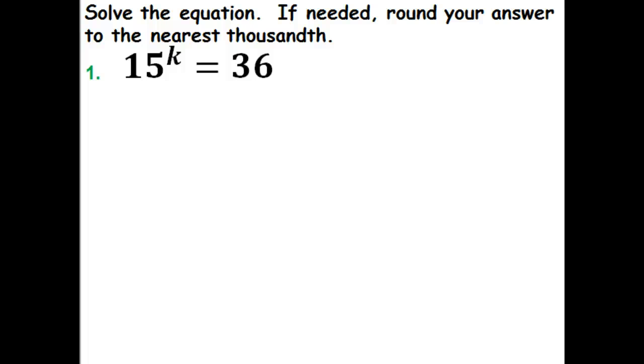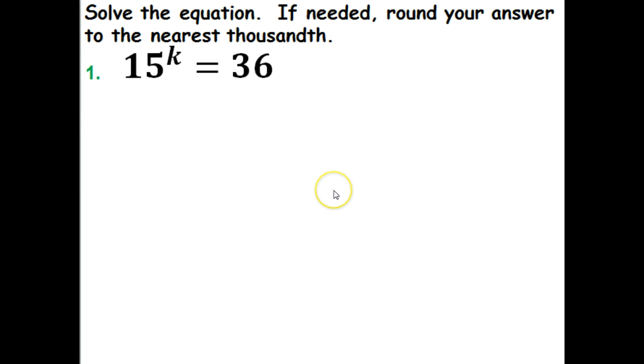Okay, when we do this one, the problem is that we have this k in the exponent. So we want to be able to identify what k is, but it's kind of hard to tell there. I mean, 15 to the first power is 15, and 15 squared is 225. So we know it's somewhere between 1 and 2, but we have no idea what it is. And this one asks us to round it to the nearest thousandth.